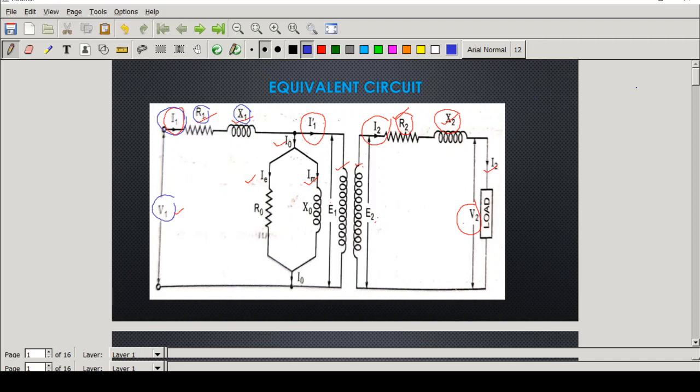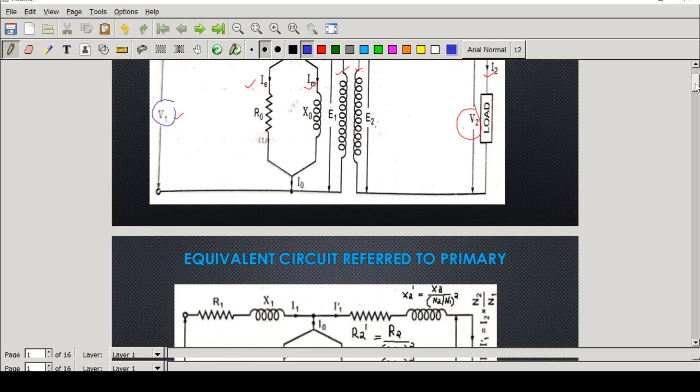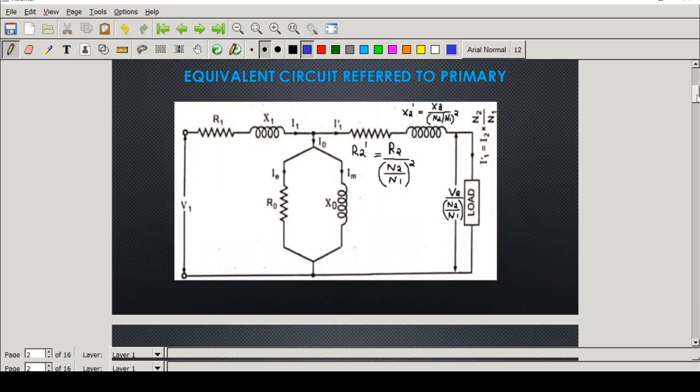Now we will see the equivalent circuit referred to the primary side. Already in the primary side we have the resistance R1, reactance X1, voltage V1 and current I1. Again we have the current I0, which splits into two, IE and IM. These components are also there.